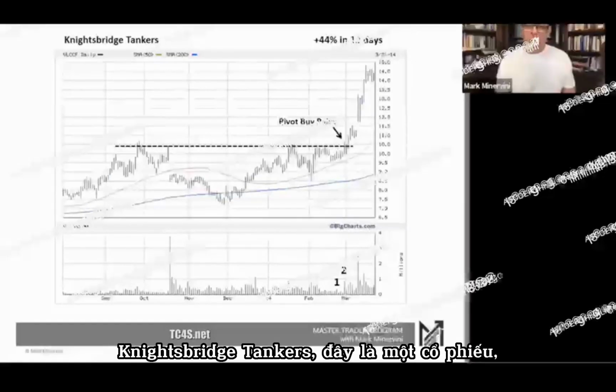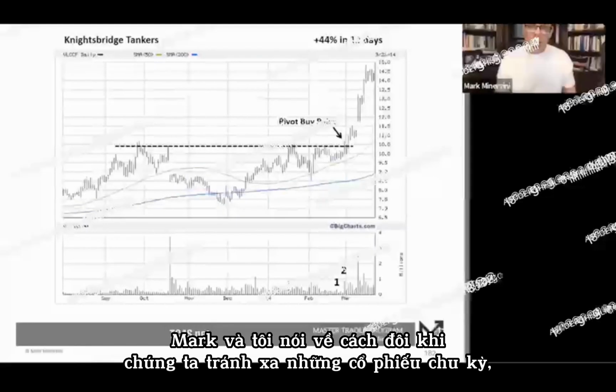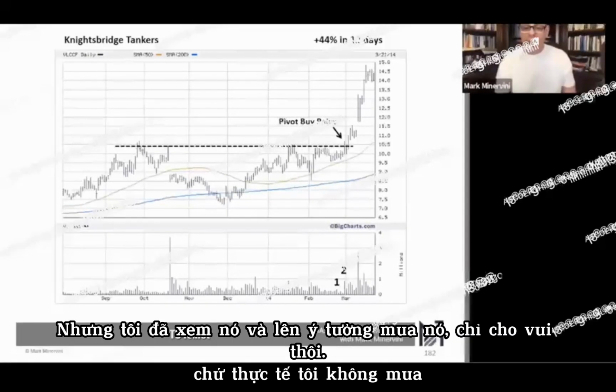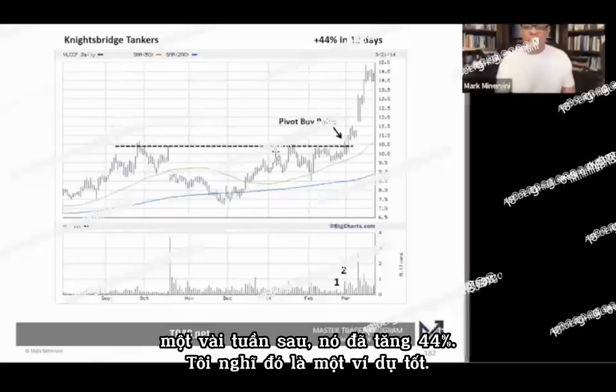Look at, oh yeah, that's right, Knightsbridge Tankers. You often hear Mark and I talk about how we sometimes stay away from the cyclicals, the oils. This is one that I actually stayed away from, but I was watching it and entertaining the idea of buying it. I did not, and it just blasted off. A couple of weeks later, it was up 44%. I thought it was a good example.